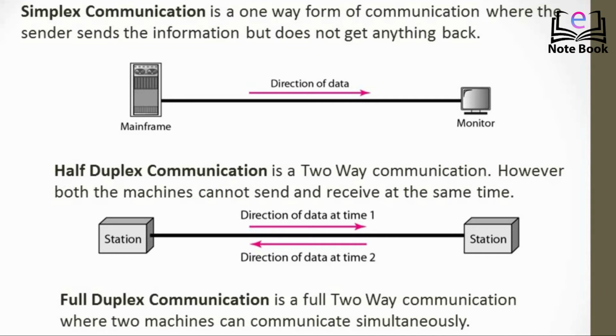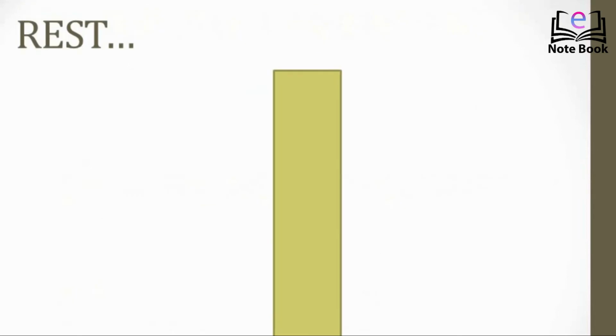Half-duplex communication is a two-way form of communication. However, in this form of communication, only one party may talk to the other at any given time. The best example for this would be something like a radio or a walkie-talkie. Full-duplex communication is a full two-way communication where both parties can talk to each other simultaneously. The best example for this is a telephone call.